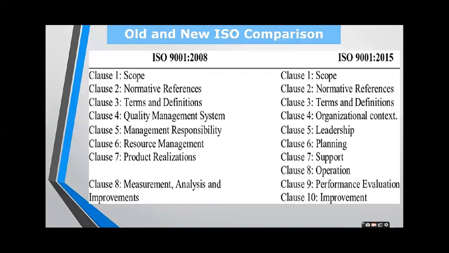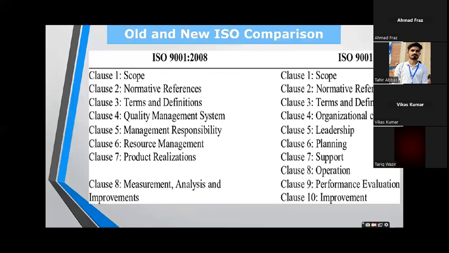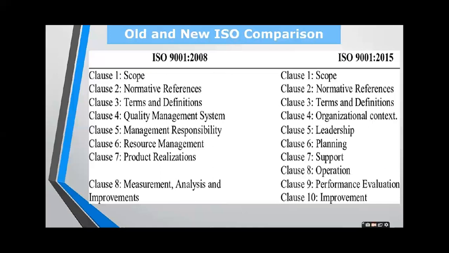As you can see, the organizational context is changed in the 2015 version. The quality management system is different. The management responsibility is changed to the leadership. Resource management is changed to the planning, the support, the operations, the performance evaluation, and clause 10 is the improvement. As you can see, there is the addition of two more clauses, which are the performance evaluation and improvement, and a change of the rest of the clauses as well. Okay, let's move on with the organizational context.